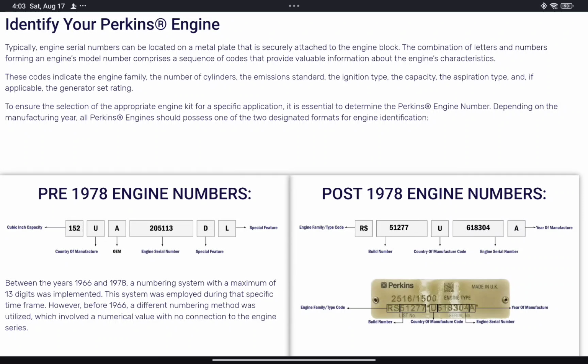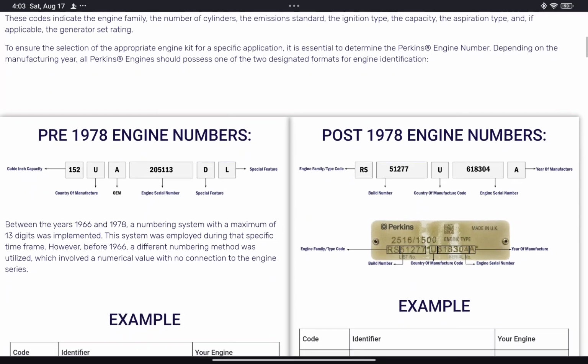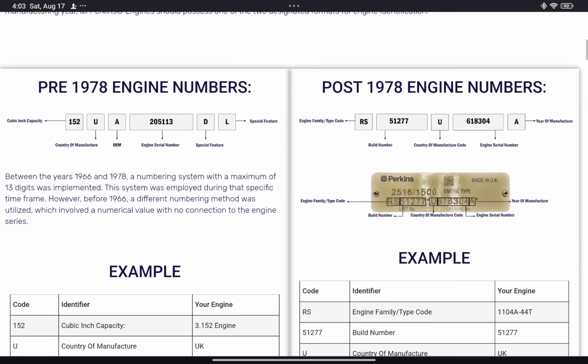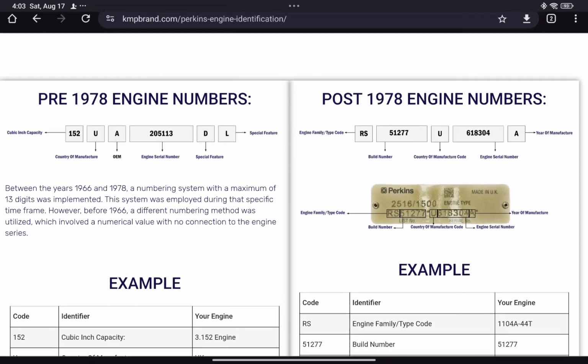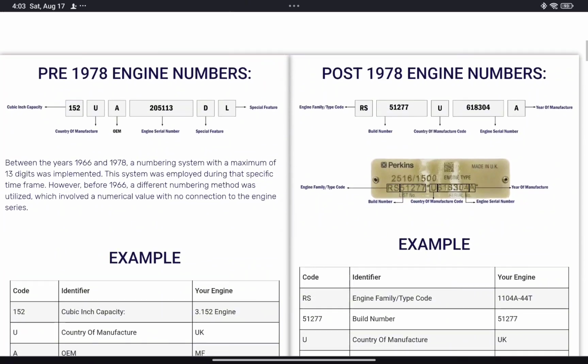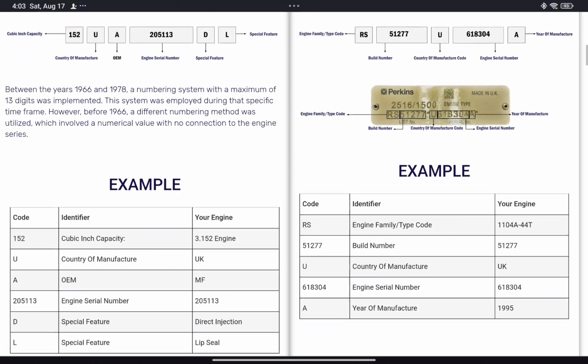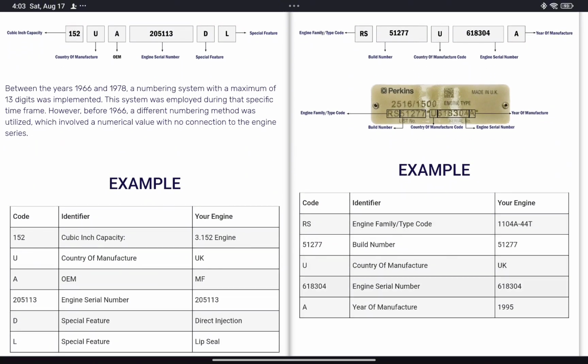So for today's video we're going to talk about the engine serial number, so you know how to analyze it. At this point we're going to talk about the Perkins serial number. On this side we're going to analyze how to understand it. On your left side is the old serial number, and on the right side is the present serial number that we're using today.